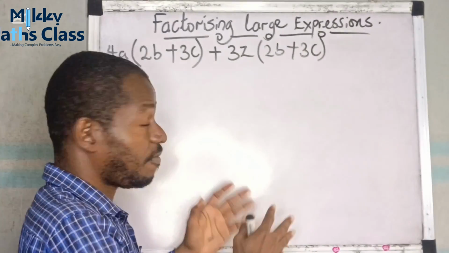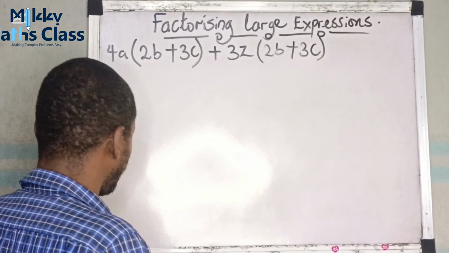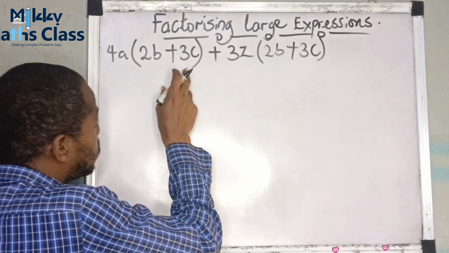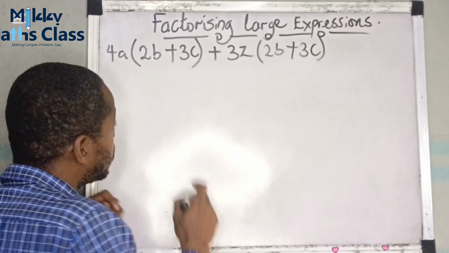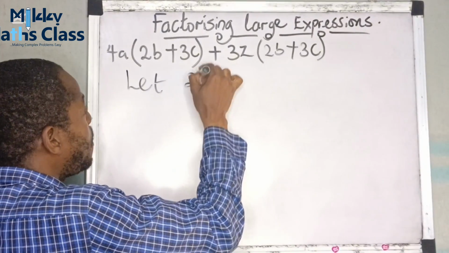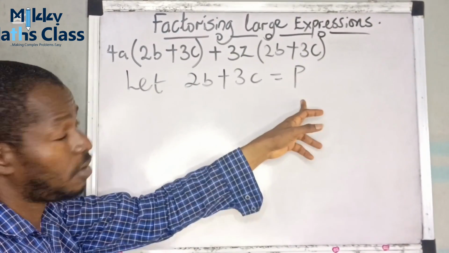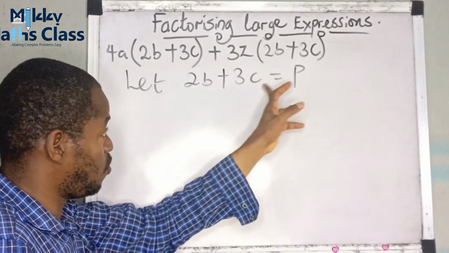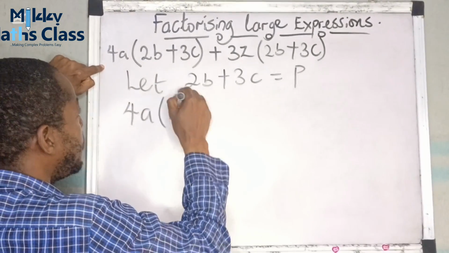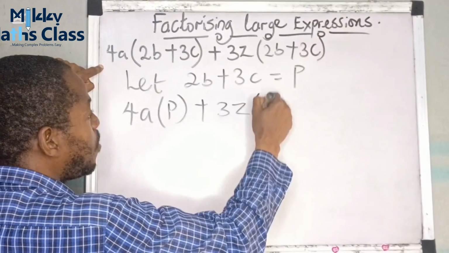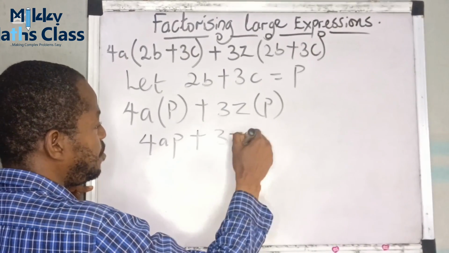Factorizing larger expressions. If I have a large expression like this and I want to factorize it, the first thing I look out for is that in this place you have 2b plus 3c, and I also have 2b plus 3c. Represent it by a letter. You say let 2b plus 3c be equal to p. So anywhere we see 2b plus 3c, we put p. So this becomes 4a into bracket p plus 3z into bracket p. So this is 4ap plus 3zp.